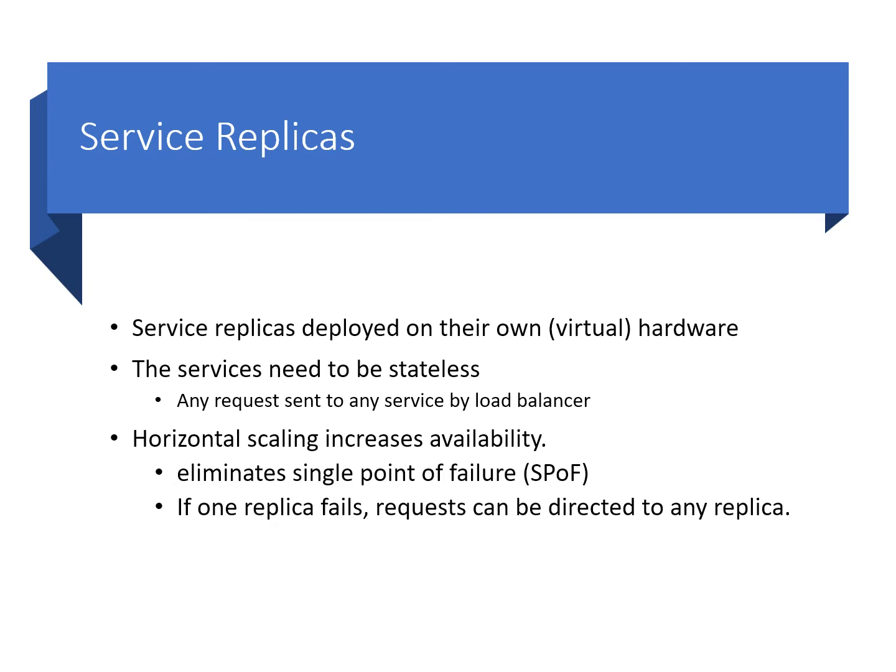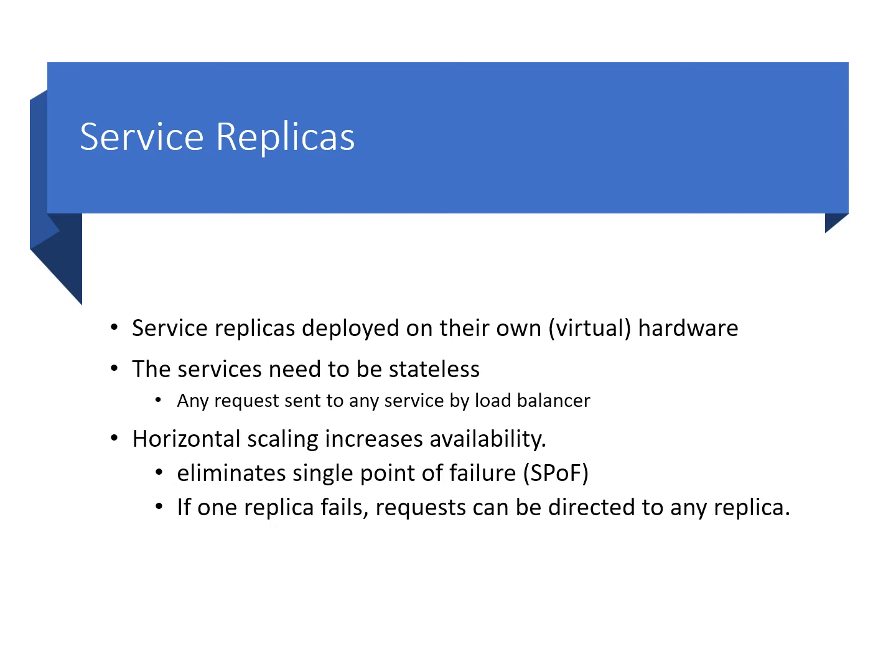With one service instance, if it fails, the service is unavailable. This is known as a single point of failure and is generally a very bad thing, something to avoid in any scalable distributed system. Multiple replicas increase availability. If one replica fails, requests can be directed to any replica. The system will have reduced capacity until the failed server is replaced, but it will still be available.